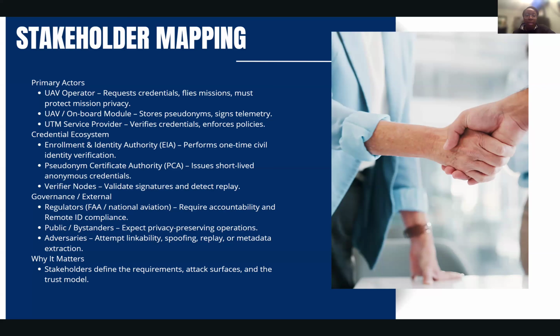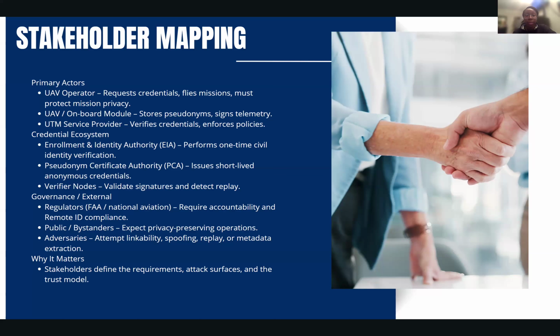The Enrollment and Identity Authority does a one-time strong identity check and anchors a real person or organization. The PCA issues short-lived anonymous credentials so drones can prove they're authorized without revealing real-world identity every time. The verifier node checks signatures, detects spoofing or replay, and maintains system integrity. Regulators need accountability and remote ID compliance, and they require a way to de-anonymize when there's a legitimate reason.